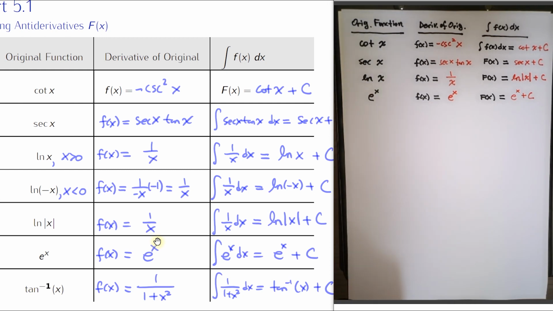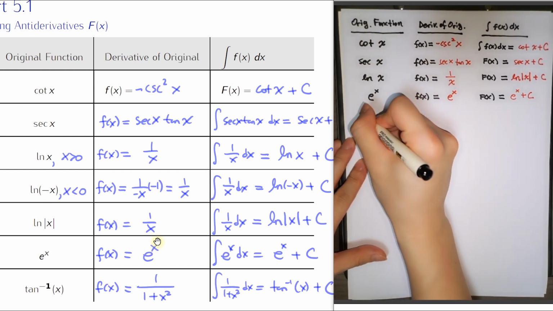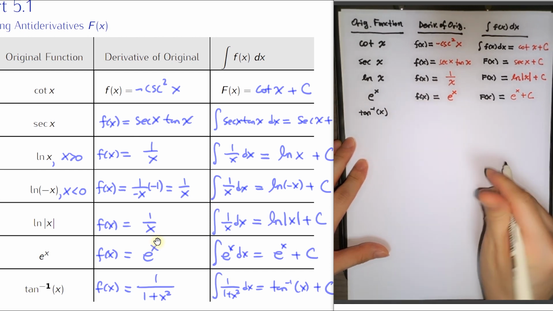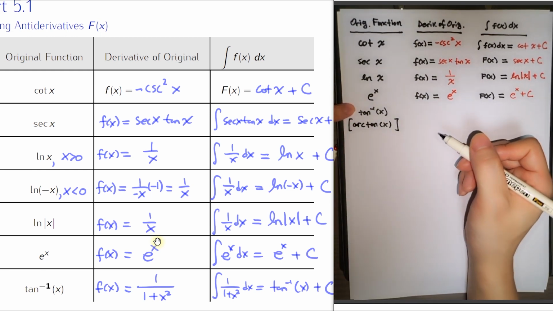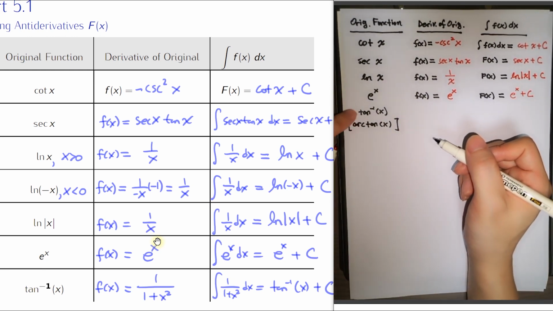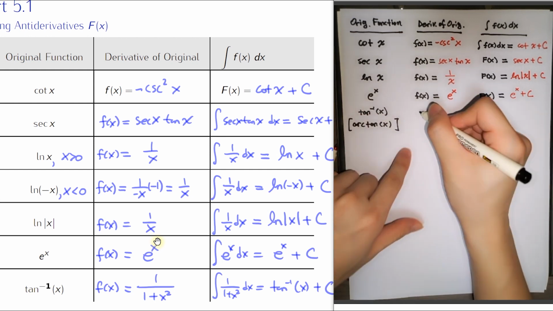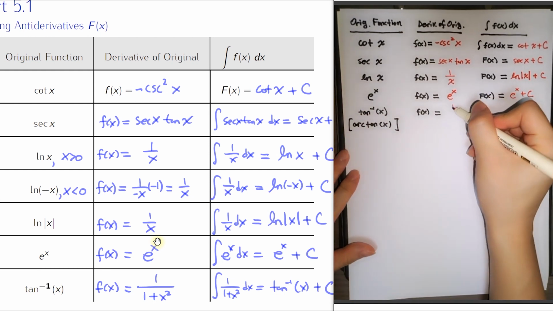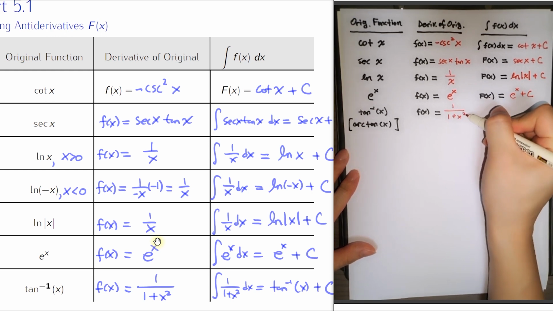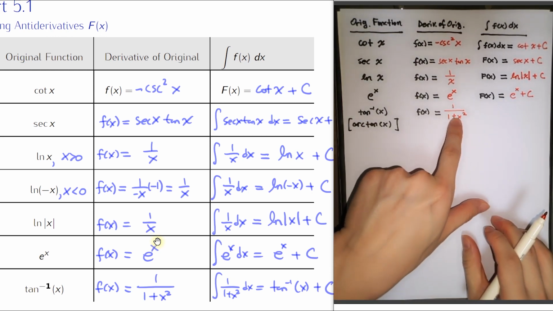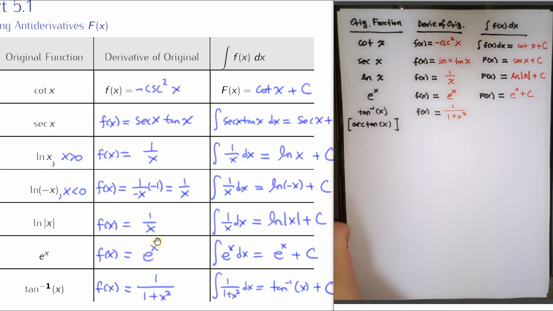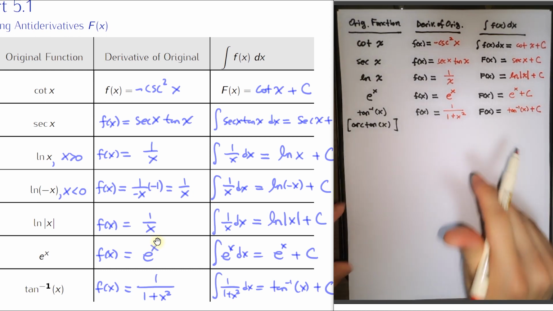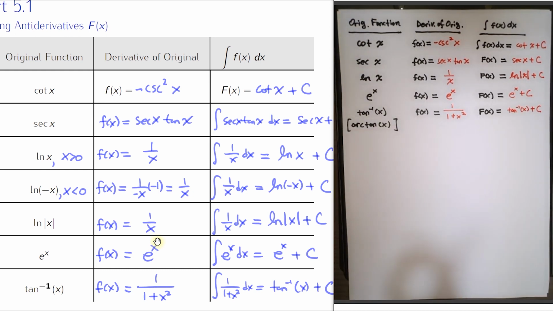Okay, here's the last one. Suppose the original function is inverse tangent of x. Sometimes people call it arctangent. This or this, same thing, okay? Take the derivative of inverse tangent. What do you get? You get 1 over 1 plus x squared. Do you understand? Now, take the antiderivative of 1 over 1 plus x squared. You're going back to inverse tangent. Okay, that's the end of many examples. Okay, move on to the next concept.